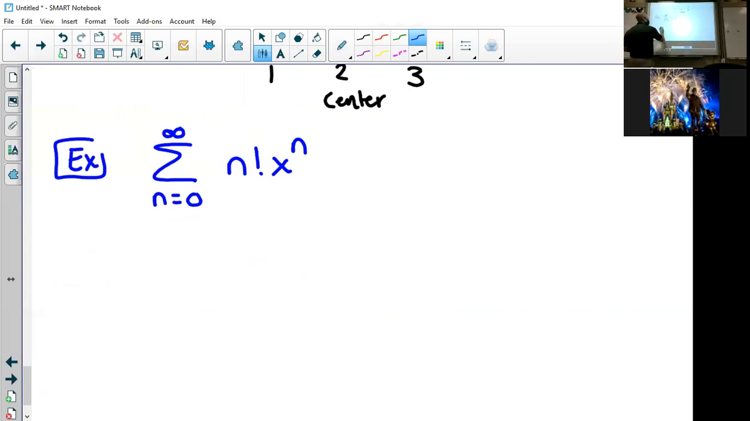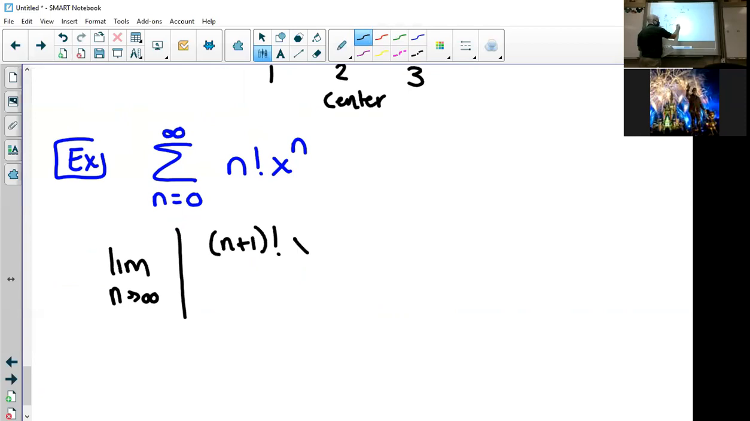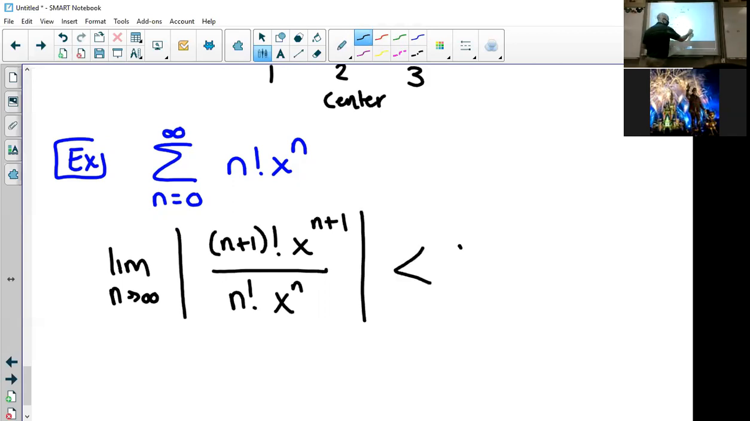So here, let's use our ratio test again. All right, limit as n goes to infinity. We're going to do a sub n plus 1, so that's going to be n plus 1 factorial x to the n plus 1 over n factorial x to the n. And it's going to be less than 1, because that's what the ratio test tells us is convergent.